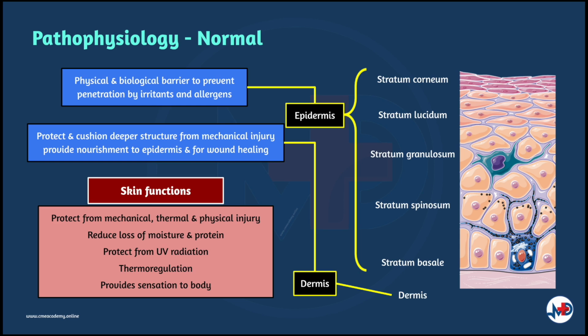Dermis is the inner layer of the skin and it's much thicker than the epidermis. Its function is to protect and cushion the deeper structure from mechanical injury, providing nourishment to the epidermis and for wound healing. Overall, the skin is essential for protection as it forms a protective barrier to protect us from the mechanical, thermal, and other physical injury, as well as harmful agents, excessive loss of moisture and protein, and harmful effects of UV radiation. Skin is also needed for thermoregulation by altering blood flow through the cutaneous vascular bed. Lastly, skin is the organ that provides sensation to our body.